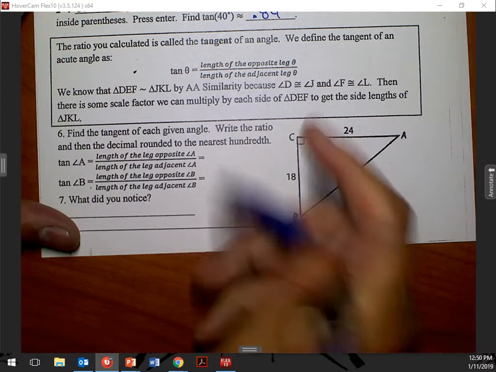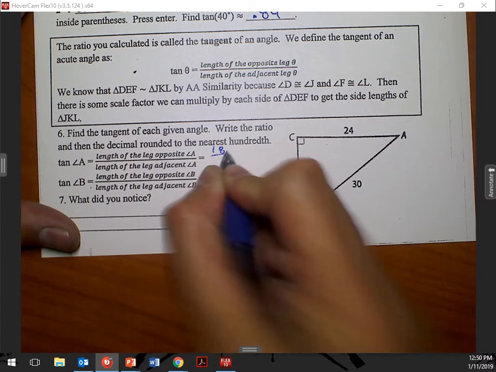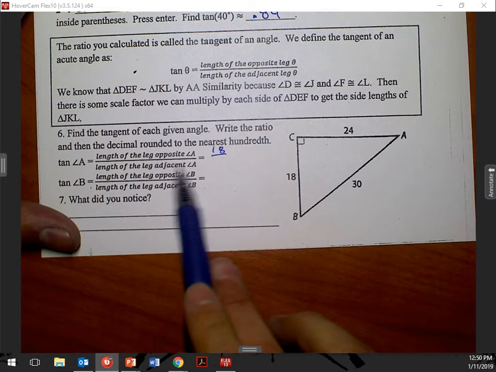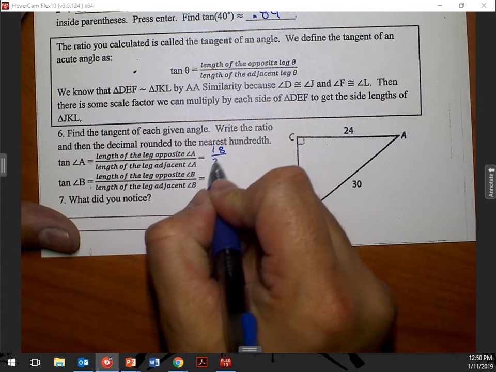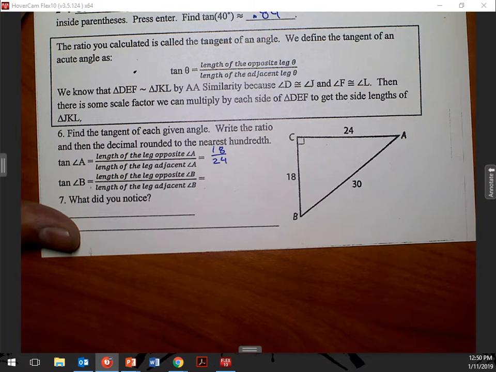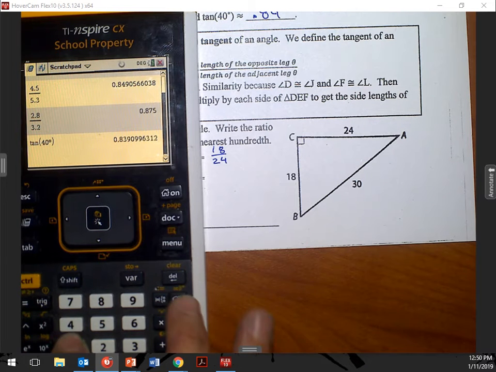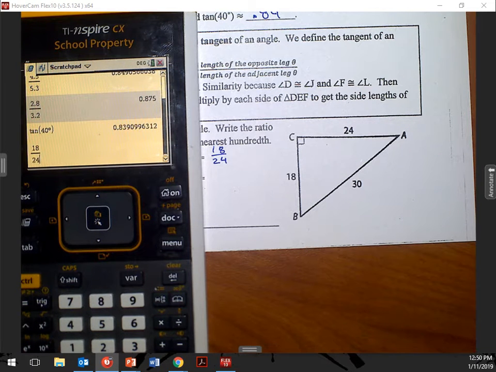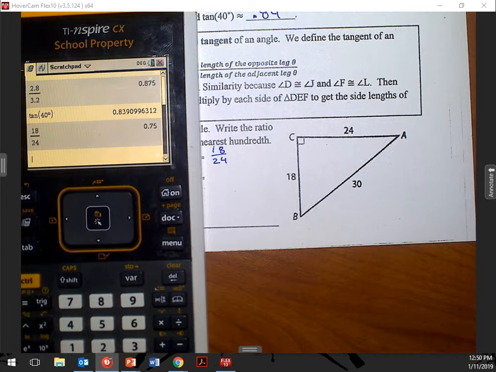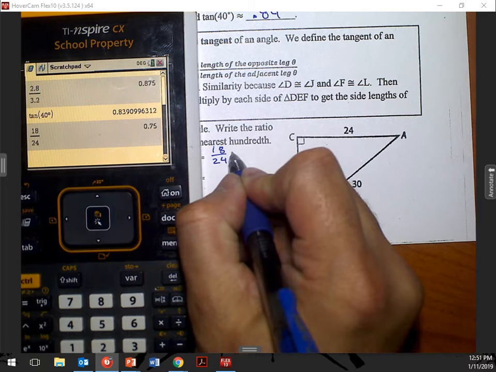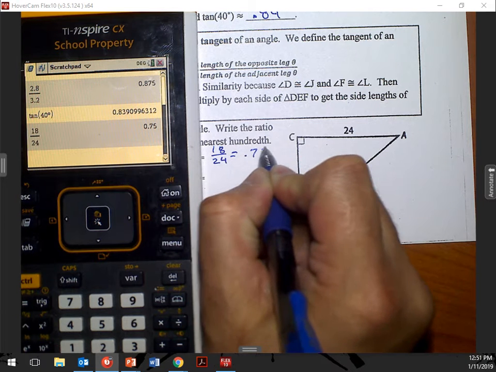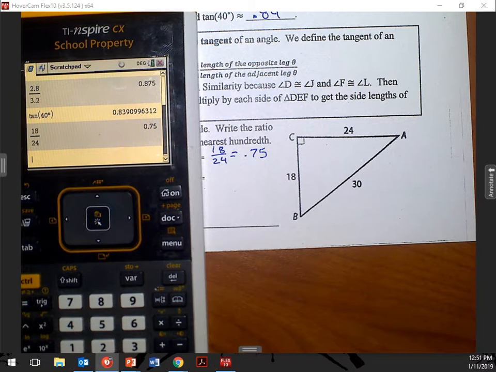Very good. Put 18 over what is adjacent? Now give me a decimal of 18 over 24. How do I get a decimal on my calculator? You put approximately. Yes, approximately. Remember, it's the yellow wavy, so it's Control Enter. And it's 0.75. Good.